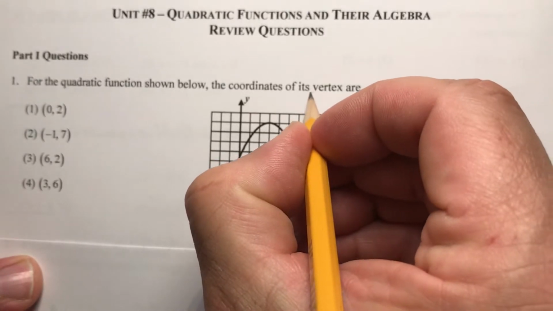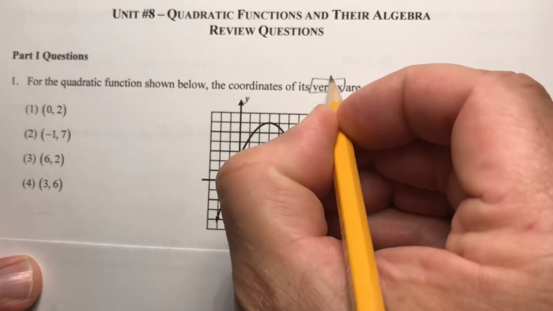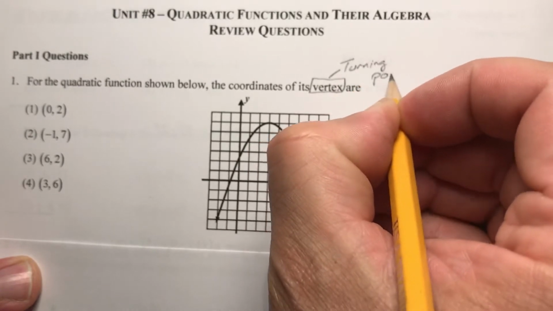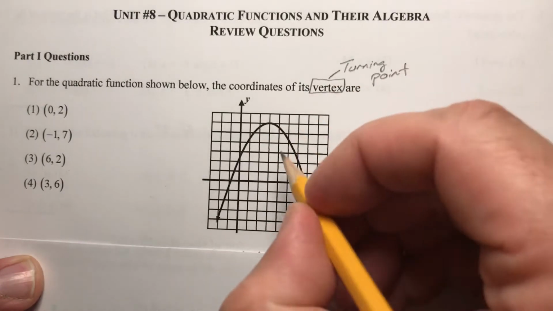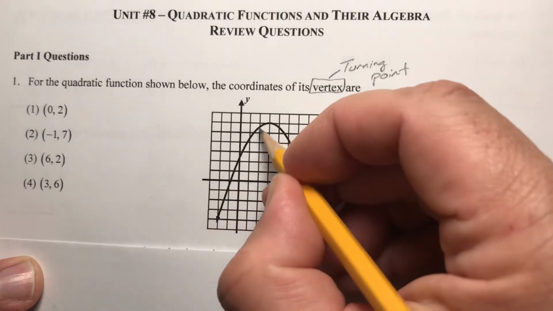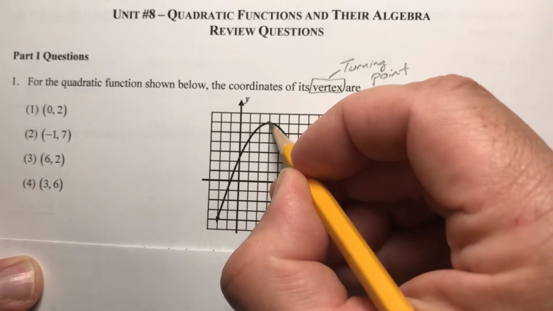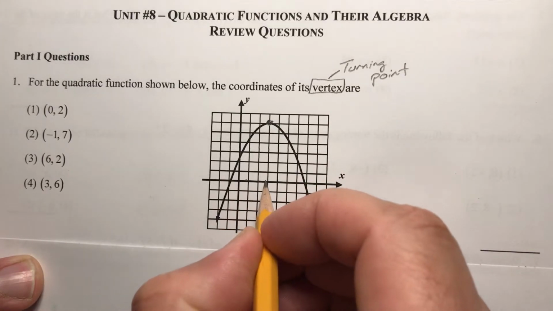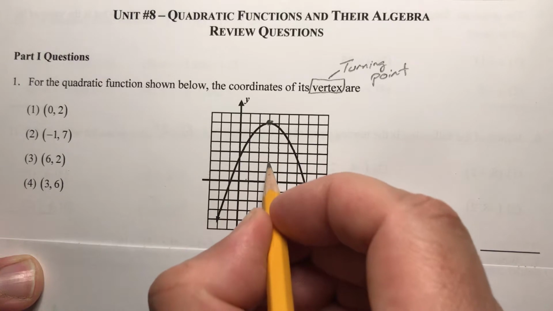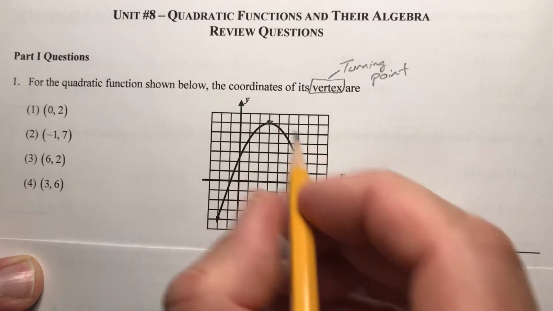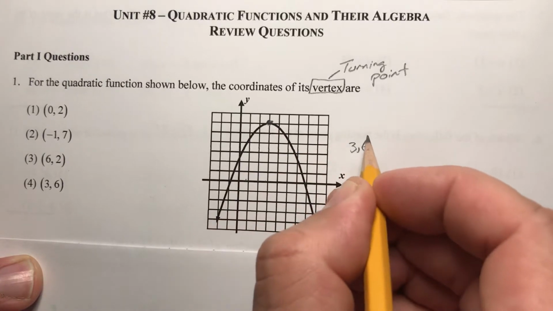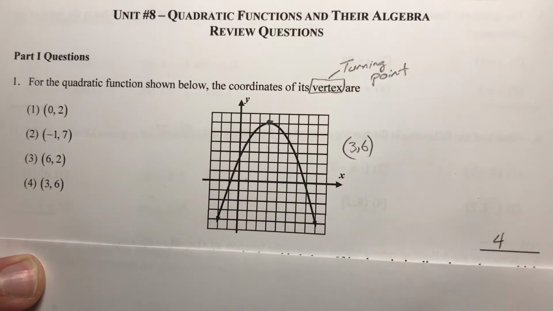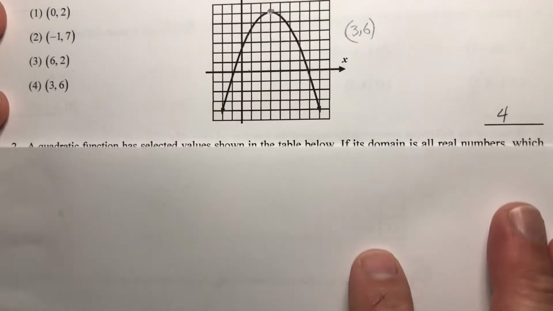When they use the word vertex, all they mean is what is the turning point. So when I look at this picture and I look for where it's going to turn around, right there. And I just need the XY coordinates. So on the X, I'm over 1, 2, 3. And on the Y, we're up 1, 2, 3, 4, 5, 6. So 3, 6 is the vertex, and we should choose choice 4. Okay, move to the next question.